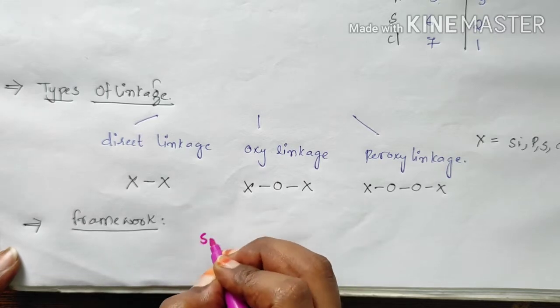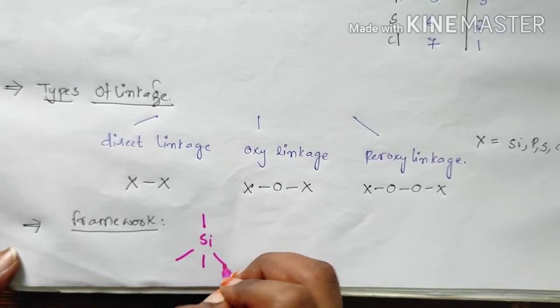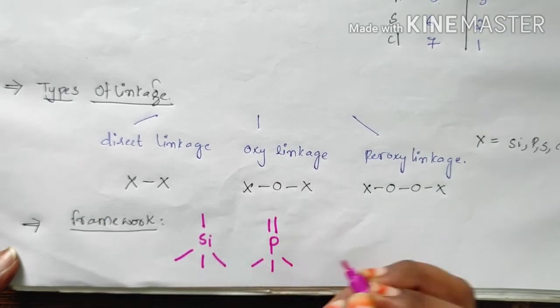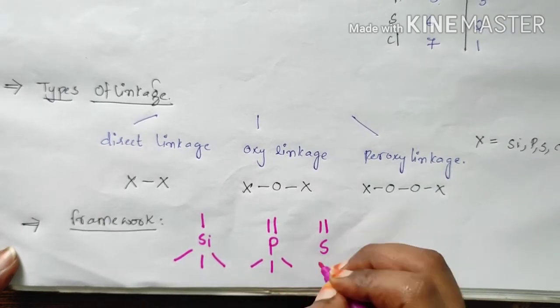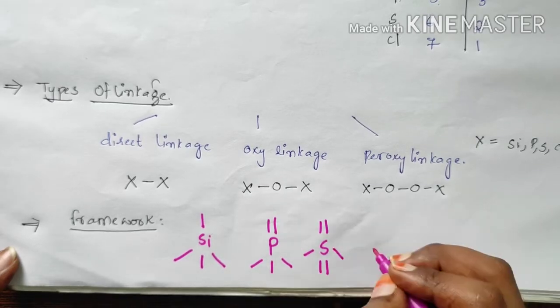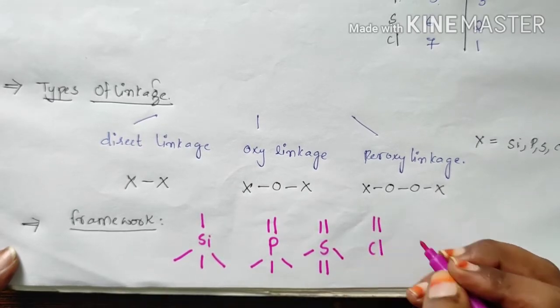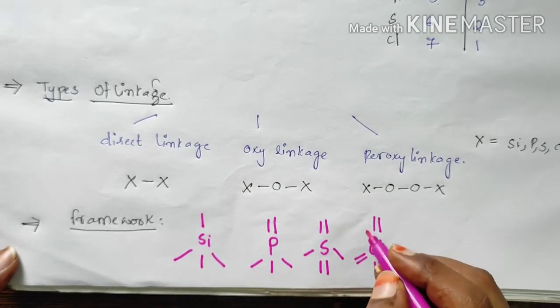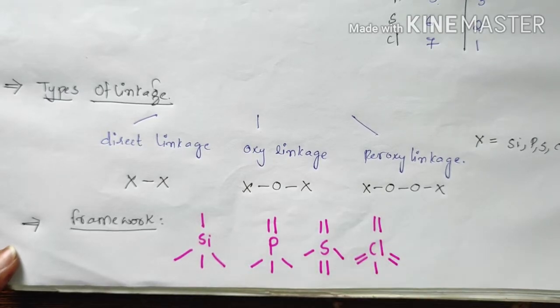For silicon, the framework will be 4 sigma bonds. For phosphorus, 1 double bond and 3 single bonds. For sulfur, this will be the framework. And for chlorine, this will be the framework: 3 double bonds followed by 1 single bond.